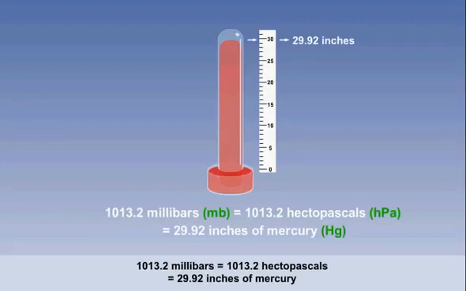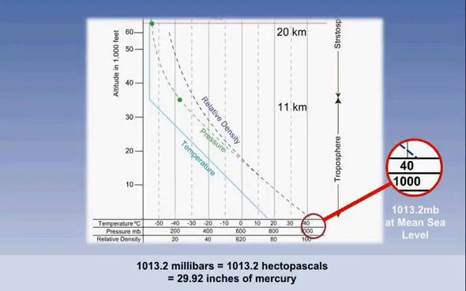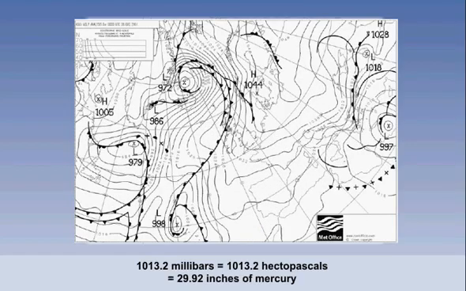In summary then, 29.92 inches of mercury is the same as 1013.2 millibars and 1013.2 hectopascals. Remember from the atmosphere lesson that this is the atmospheric pressure at mean sea level according to ISA. Next, we will look at horizontal variations in pressure.